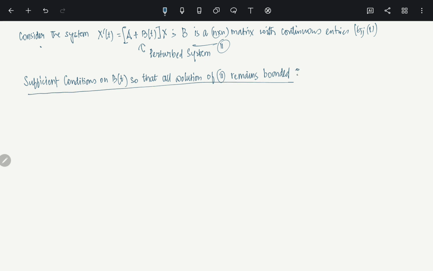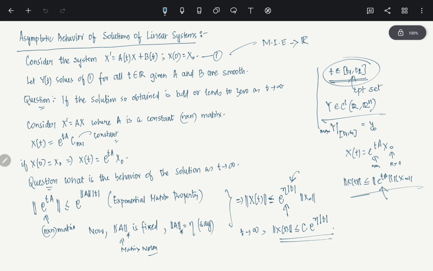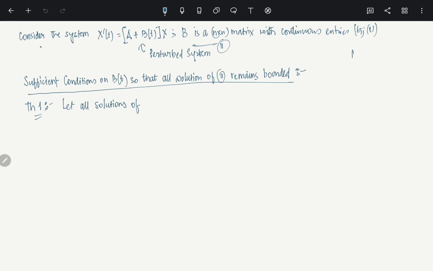So let's look at that theorem, theorem 1. Let all solutions of the homogeneous problem x prime equals a x be bounded. This is the original equation, the constant coefficient homogeneous equation, and 2 is the perturbed equation. Let's call this one star.